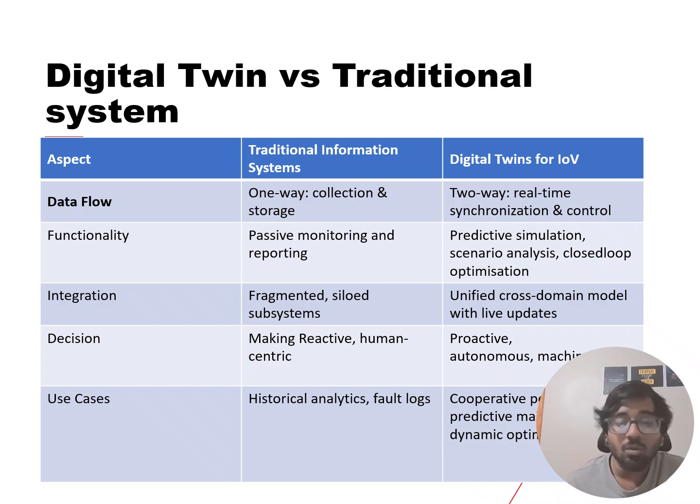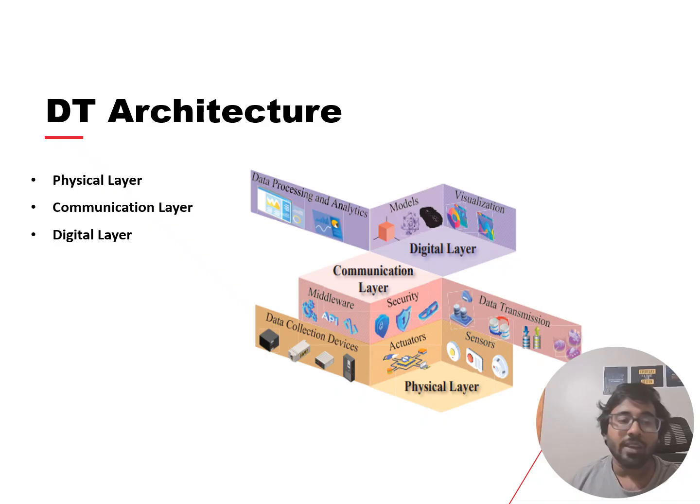The fourth one is the decision, which is human-centric for the traditional system, and proactive, autonomous, and machine-driven for the digital twin. Use cases are historical analytics and fault logs for the traditional system, and for the digital twin, it is predictive maintenance and dynamic optimization. So here is the DT architecture.